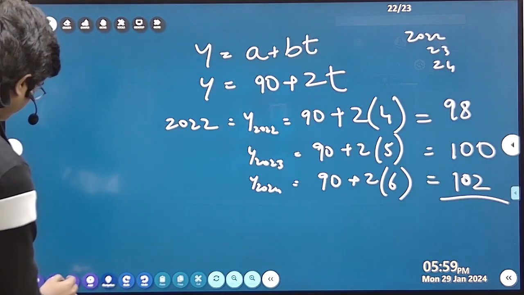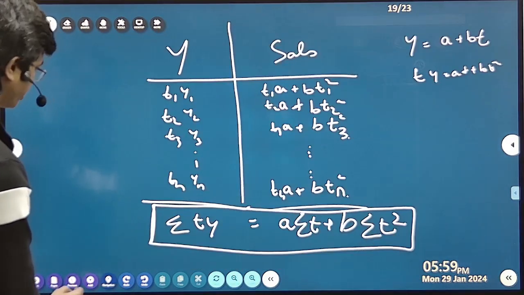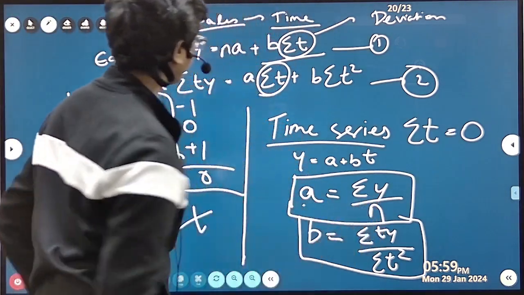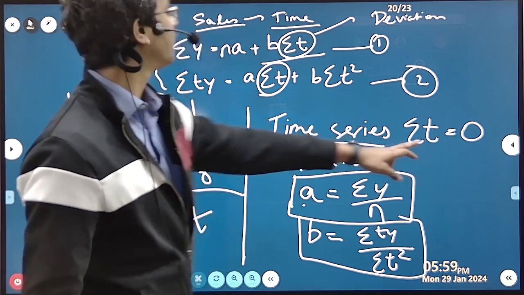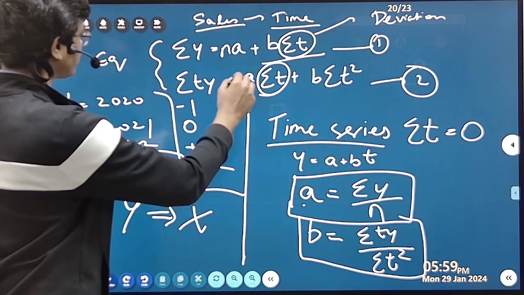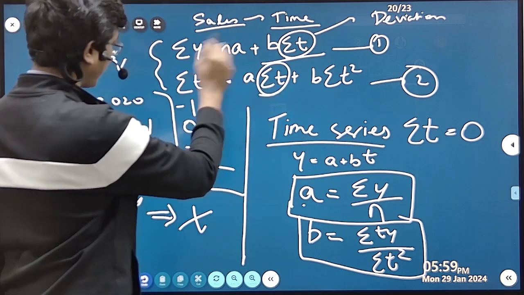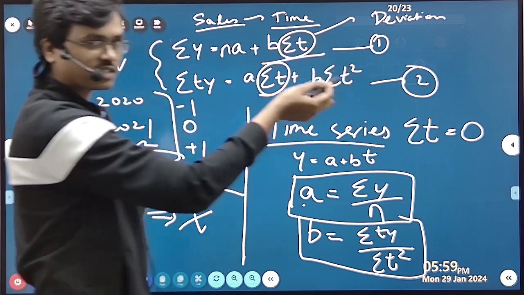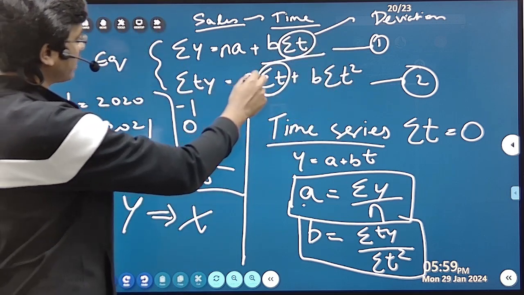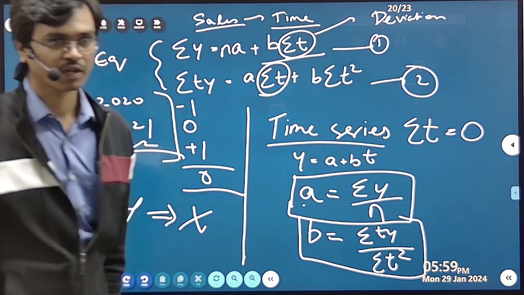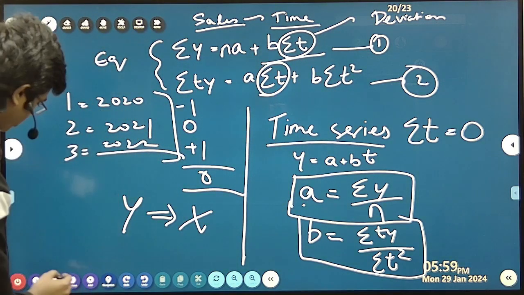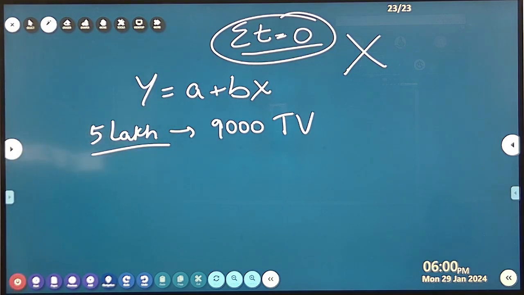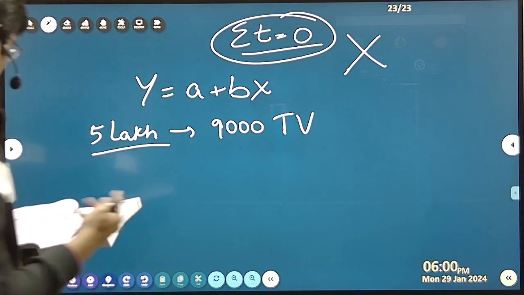So if you go back to our derivation of the equations, we could get a and b equal to this only by assuming sigma t equal to 0. But in my current case, sigma t is not equal to 0. So I have two equations: sigma y equal to na plus b sigma x. So this will become x. And then sigma xy equal to a sigma x plus b sigma x square. Right. Okay, so let us solve one problem. Let us solve this problem. Right. So we will have an understanding.